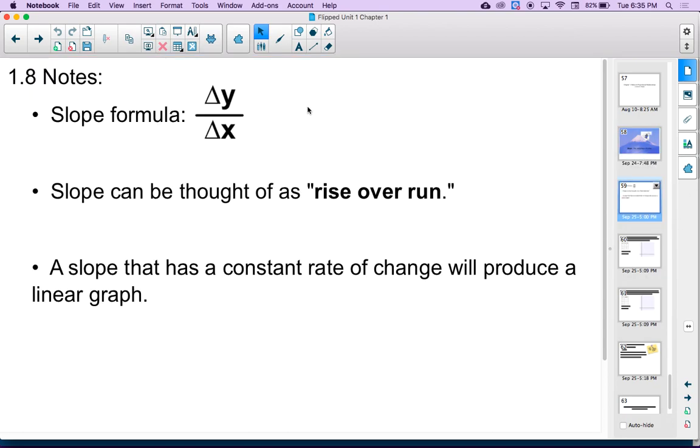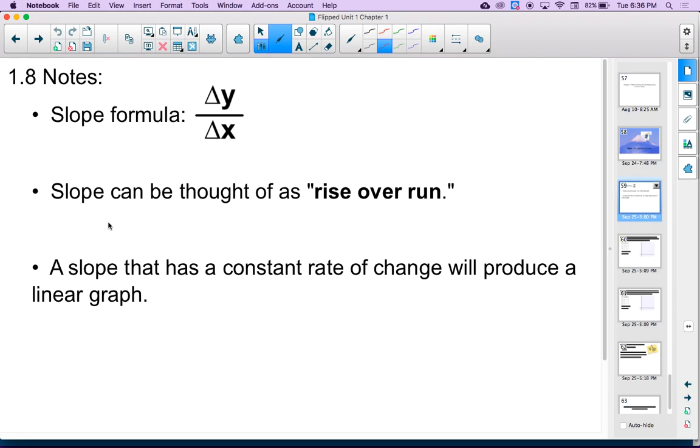Our notes for 1.8, the slope formula is delta y over delta x. That should look really, really familiar to you from rate of change. So it's the same formula. Really what we're doing is we're finding the rate of change of a line.